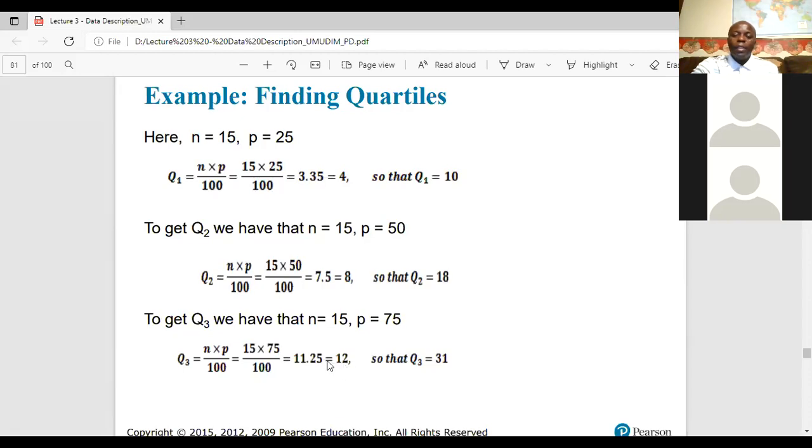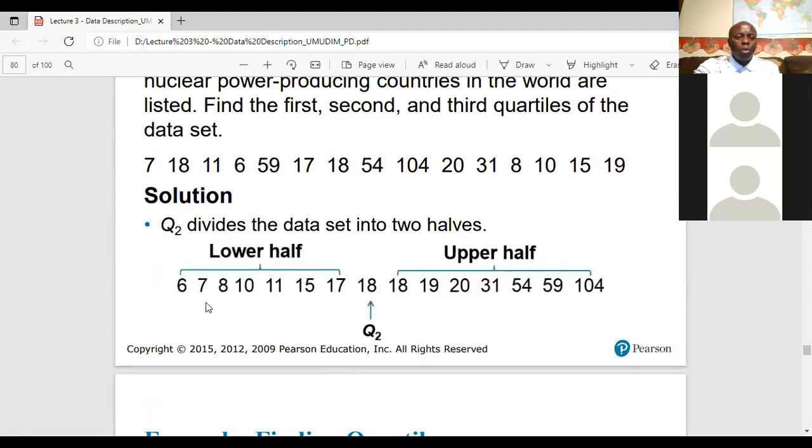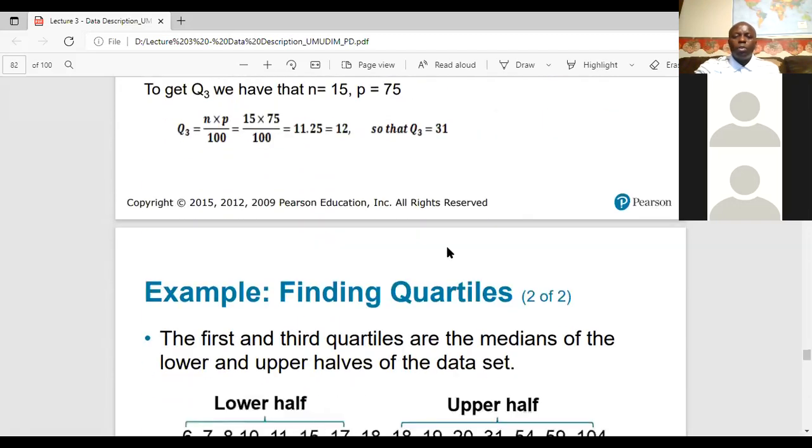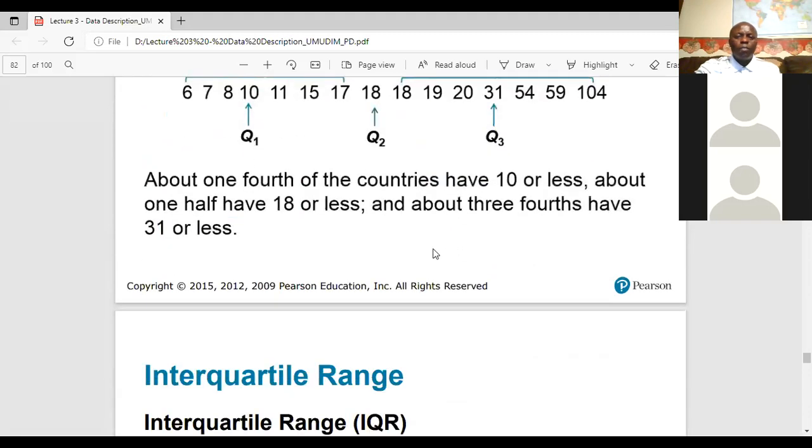Now if there's no decimal part, I will tell you what to do, with another example when there's no decimal part. But so long as there is a decimal part, just go to the next number, which is 12. So Q3 now becomes, you count 1, 2, 3, 4, 5, 6, 7, 8, 9, 10, 11, 12. It's 31. So about 75% of these countries have 31 or less nuclear power plants.